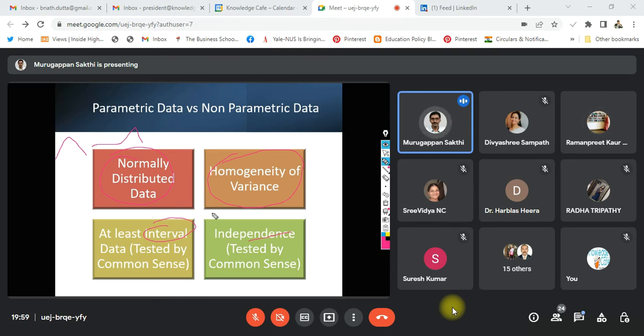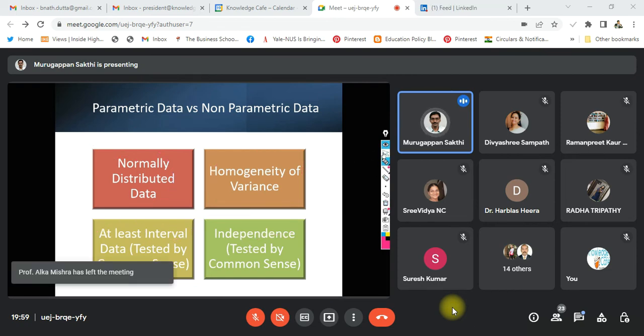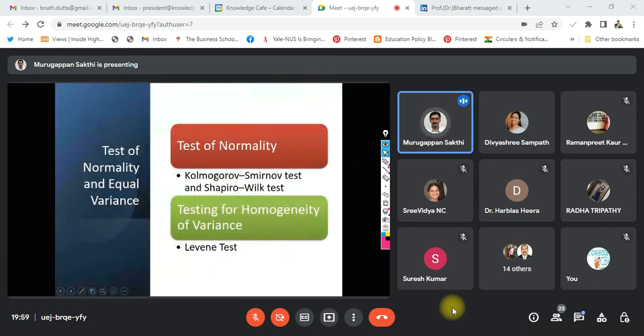So these two things are in the hands of the researcher. I can decide, but these other two things are based on the test. What is the test I am supposed to apply? I am supposed to apply the Kolmogorov-Smirnov test. What is the Kolmogorov-Smirnov test I have to apply?